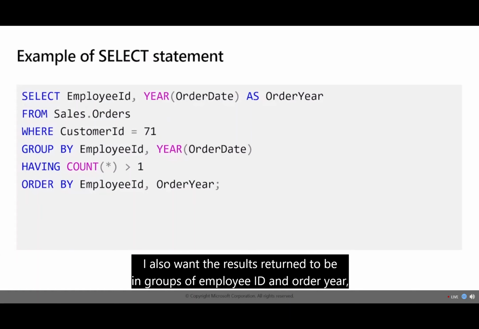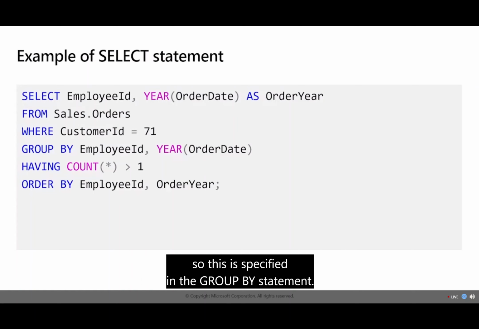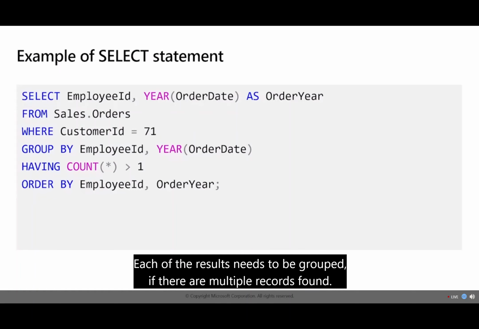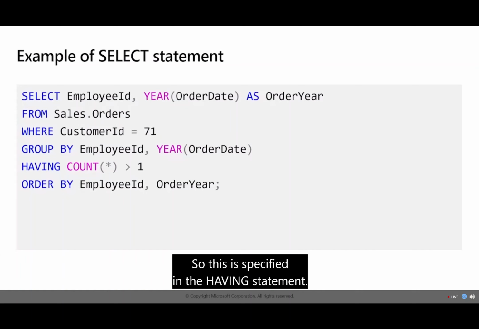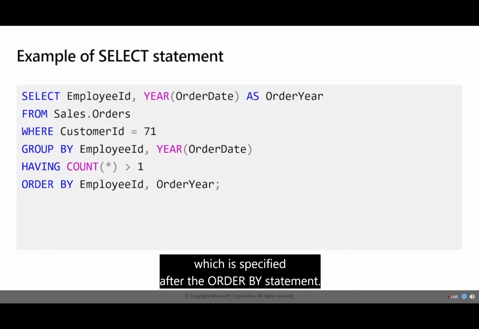I also want the results returned to be in groups of employee ID and order year, and so this is specified in the group by statement. And I only want results where there is a record returned, and each of the results needs to be grouped if there are multiple records found. And so this is specified in the having statement. And then I want to rank the results first by employee ID and then by order year, which is specified after the order by statement.